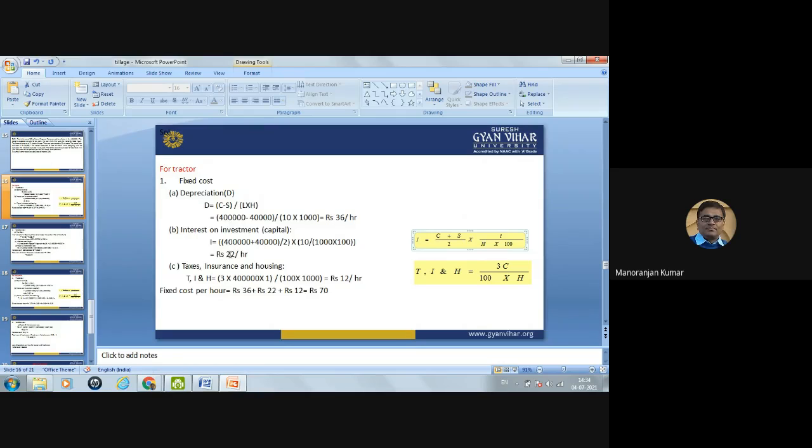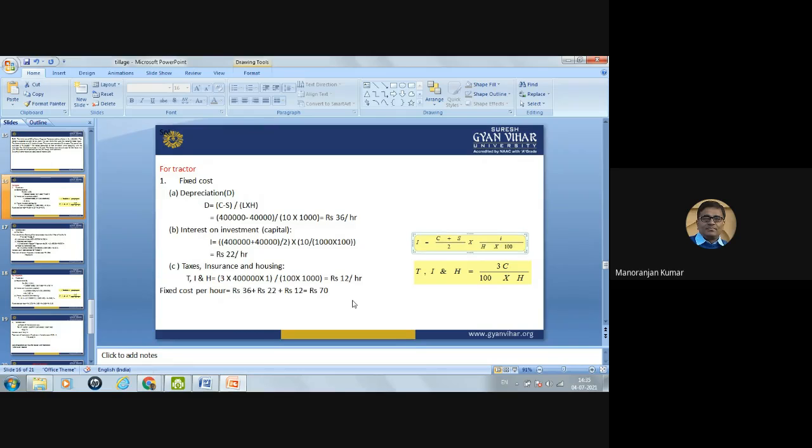Similarly, the third fixed cost is taxes, insurance, and housing. You can calculate by this formula, 3C divided by 100 into H. The value of C is 4 lakh and H, the number of working hours, is 1000. After calculation you will get rupees 12 per hour. After calculating all these, you have to add depreciation, interest on investment, and taxes, and you will get the total fixed cost per hour. That is coming 70 rupees.